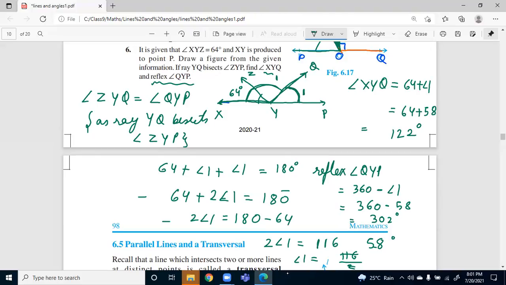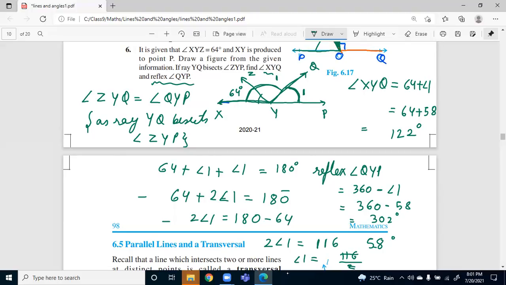So that is a very easy question. Only the concept utilized here is that this ray is bisecting an angle. So if a ray is bisecting an angle, what does it mean? It is dividing it into two equal parts. So we have just taken them equal to angle 1 and then we have solved it.